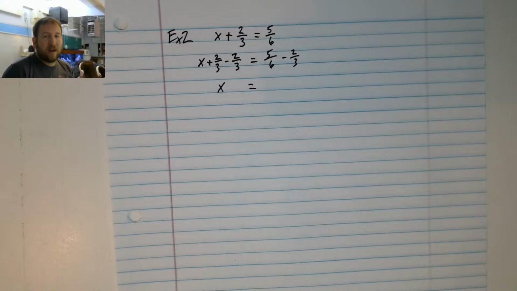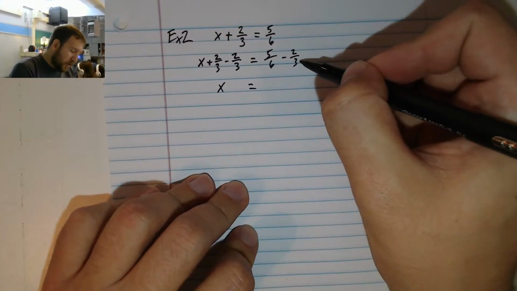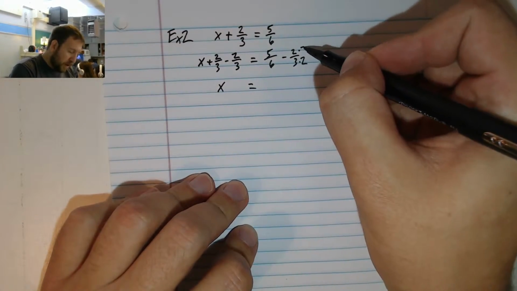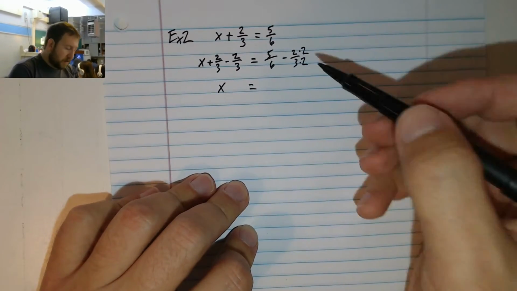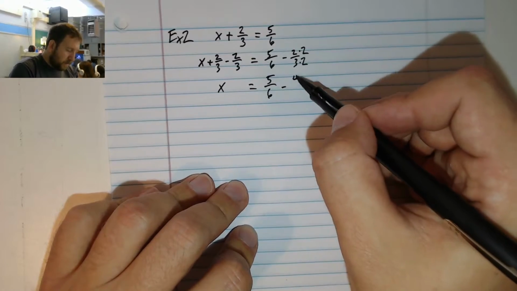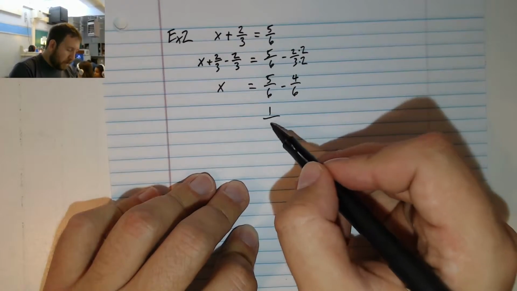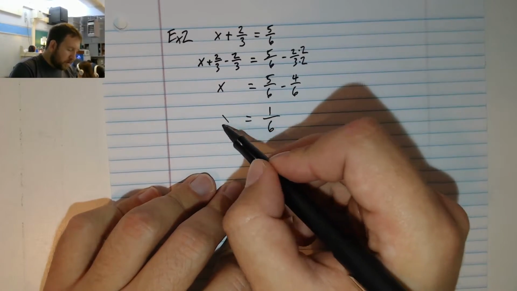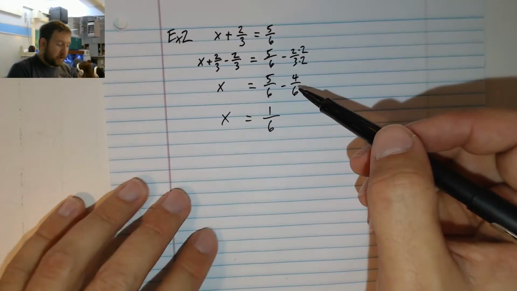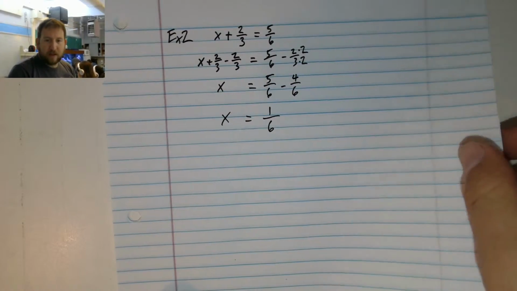Okay, so now I'm subtracting fractions again. I need to find common denominators. I can easily see that I can just turn this 3 into a 6 by multiplying by 2, and I have to do the same to both sides. So I have 5/6 minus 4/6. 5 minus 4 is 1, and it gives me 1/6. Because always remember, we don't change our denominators when we're subtracting or adding fractions. Okay, let's take a look at another one.